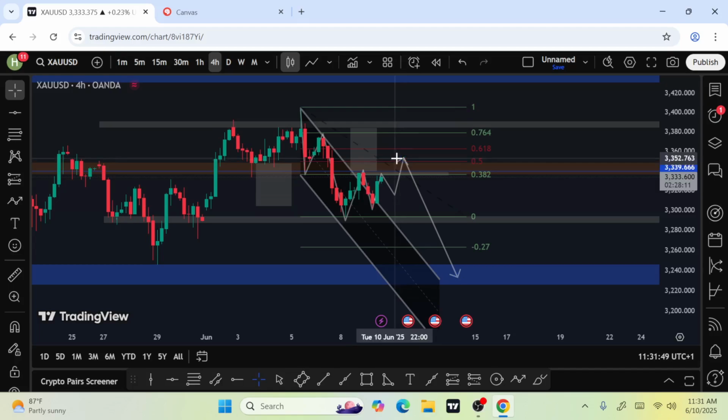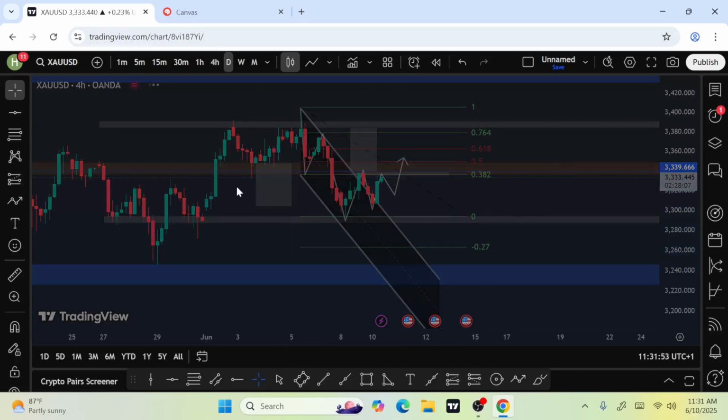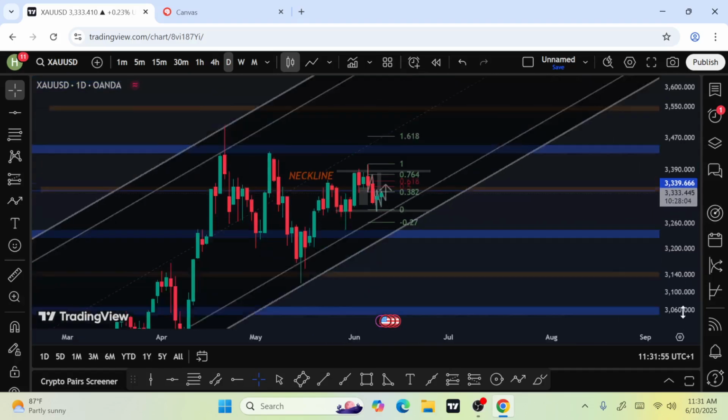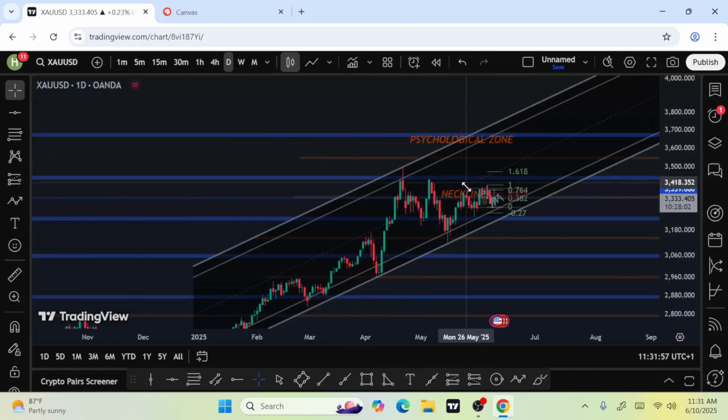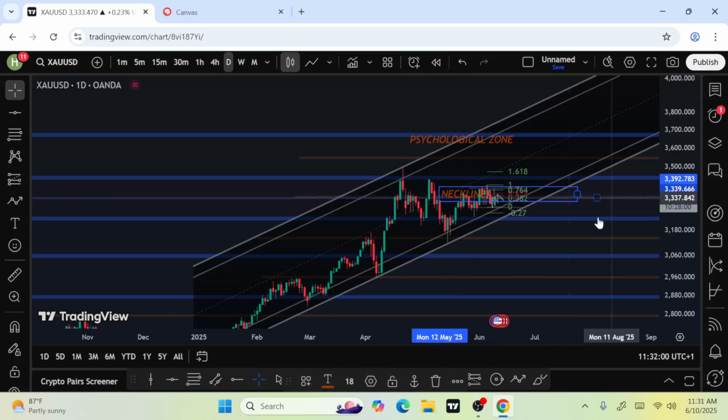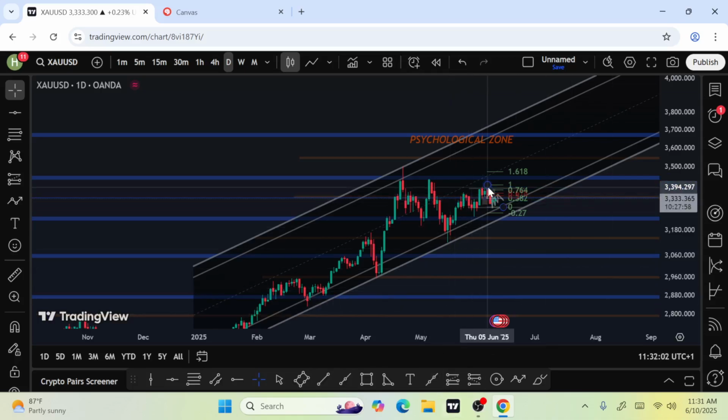Do you get it now? Overall structure on daily time frame is still uptrend now. Do you see it now? Overall, it is uptrend, and this is daily time frame, and I can see a chart pattern here.